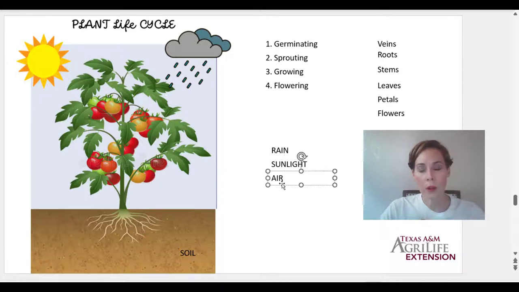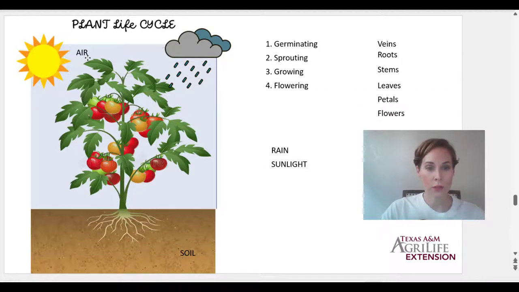We didn't really talk about how the plant needs air, but it does need air. It needs the CO2 that we breathe out, the plants take in, and then they give out oxygen and we breathe that in. So air just goes wherever you want it to. Air goes anywhere. Plants also have to have sunlight, right? So let's take our sunlight sticker, and we'll put it on our sun.